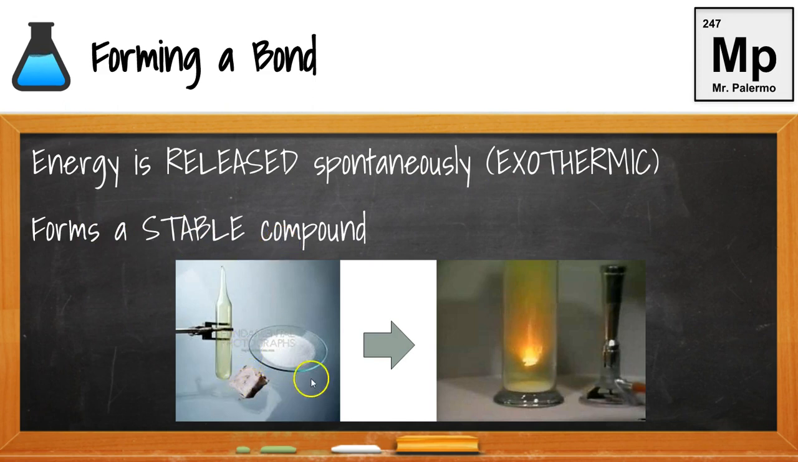So here's an example here. Here is pure sodium here, the metal. This is chlorine gas. And when they form a bond, as you can see here, it's very exothermic. We can see lots of heat being released. And we then form a very stable compound, which is sodium chloride, or table salt.